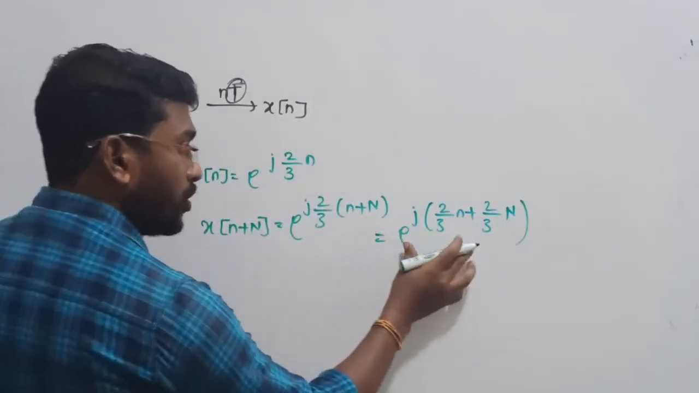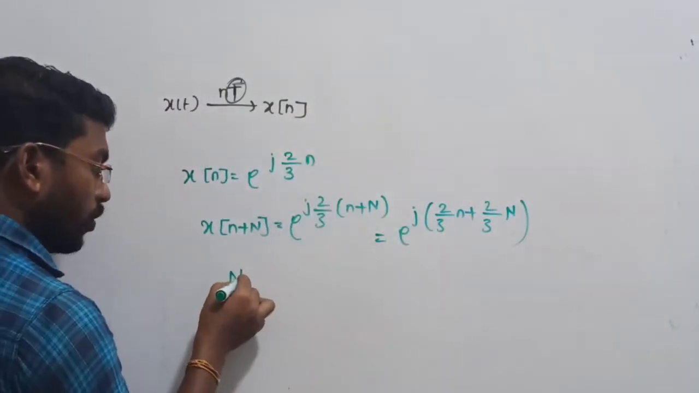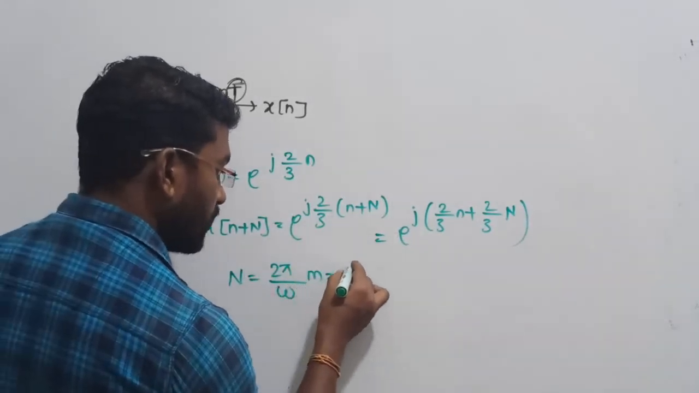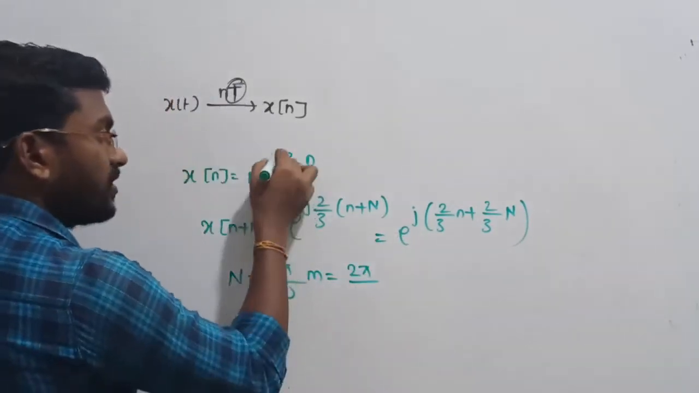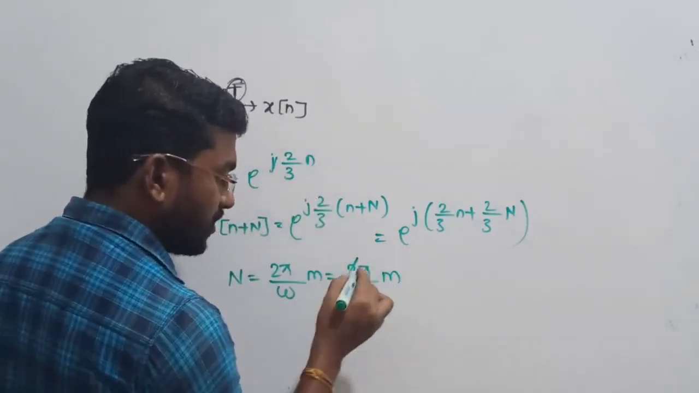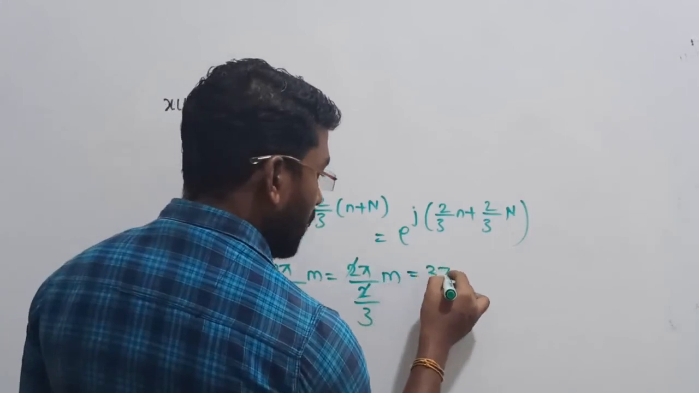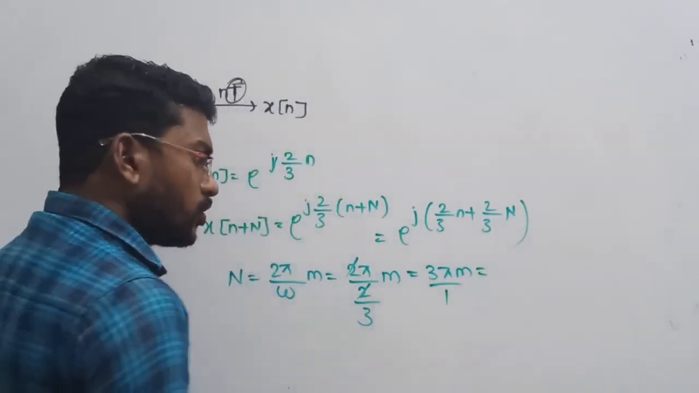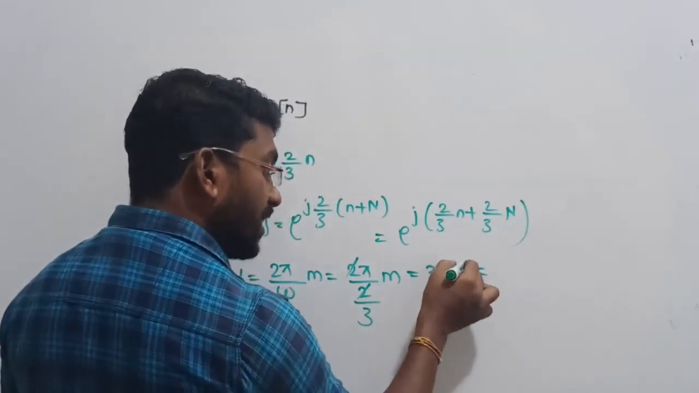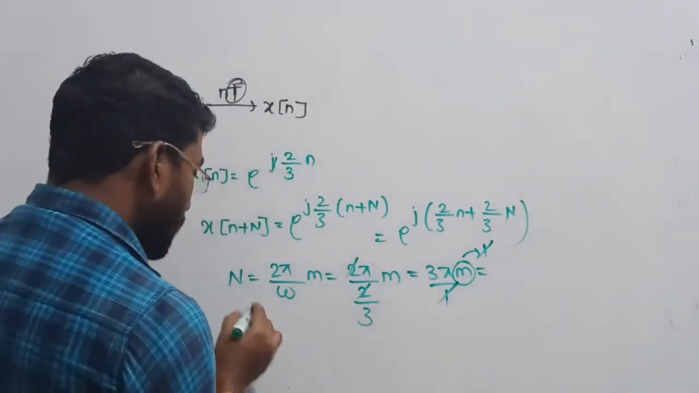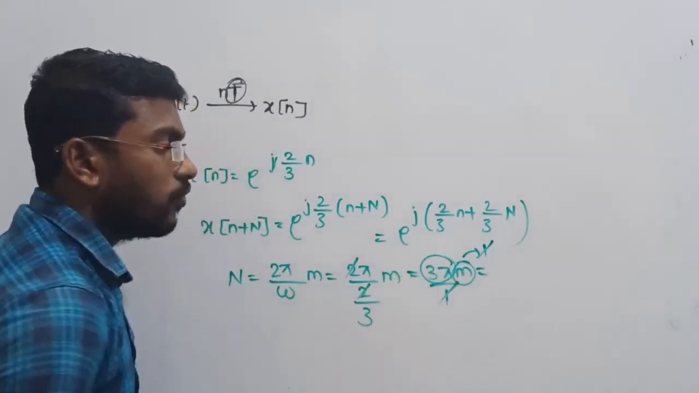Now, to make the two terms equal, I have to find the value of N. That is going to be 2 pi by omega into m. Shall we proceed? Yes. 2 pi by omega: omega is 2 by 3. 2 gets cancelled. Here I have to consider m. So here I am getting 3 pi into m. Now see there, in the denominator I have 1, so this 1 might be cancelled by m. If we choose m as 1, this 1 gets cancelled. But see there, N will become 3 times pi now.